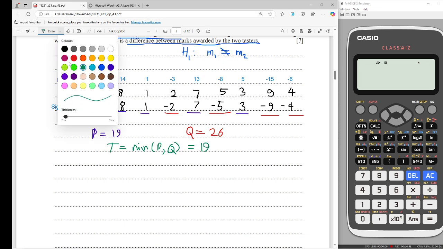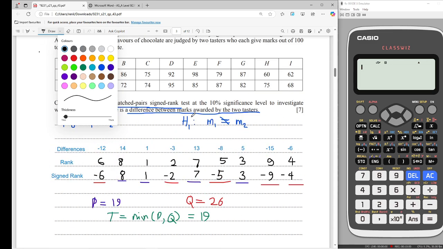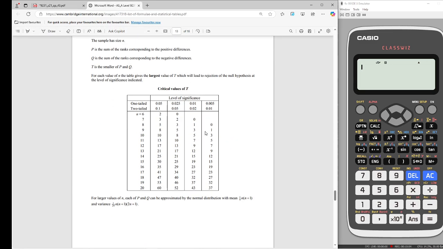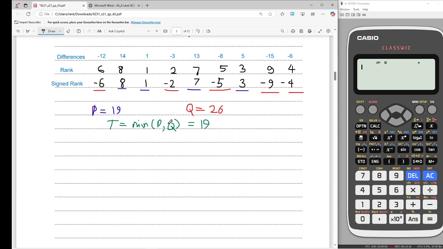Moving on, we need to find a few other values. So for a Wilcoxon signed rank test or any kind of test, what are the things we need to find? First thing we need to find is the sample size. Next thing we need to find is the level of significance and whether it's one-tailed or two-tailed. So let's first find the sample size.